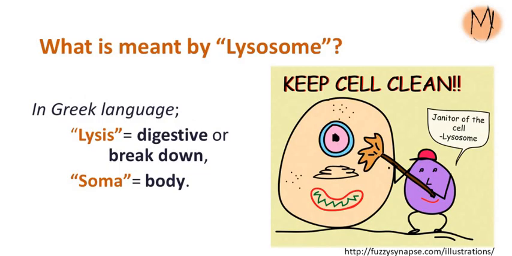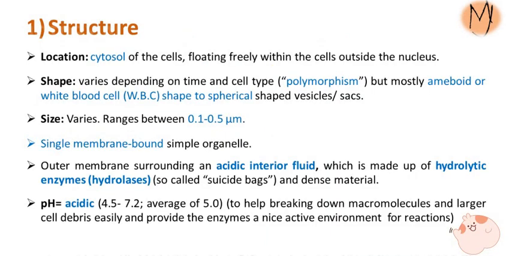In the Greek language, lysis means digestion or breakdown and soma means body. This means we can call it the cleaner or the janitor of the cell. Lysosomes can be found in the cytosol of the cells, floating freely within the cells outside the nucleus. Their shape varies depending on time and cell type, called polymorphism, but mostly amoeboid or white blood cell (WBC) shaped to spherical-shaped vesicles or sacs. Their size also varies, ranging between 0.1 to 0.5 micrometer.